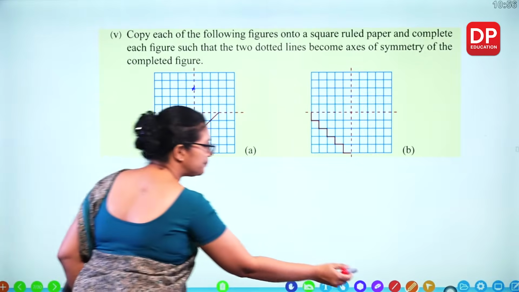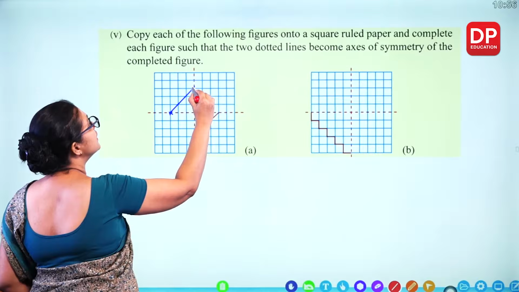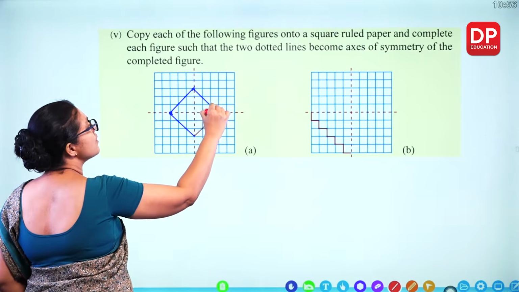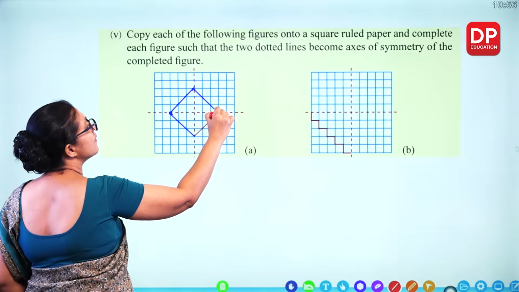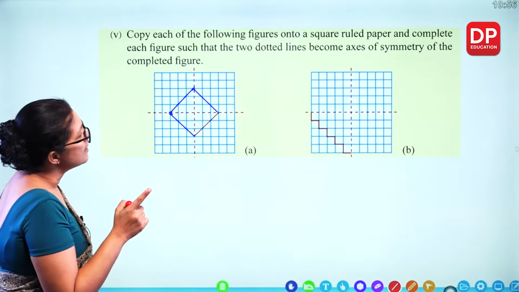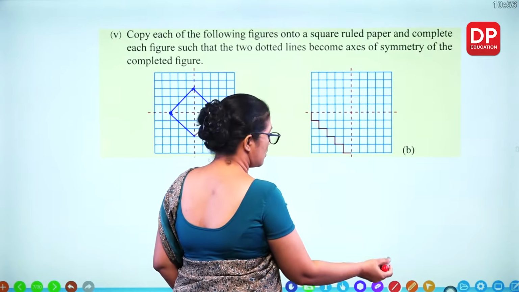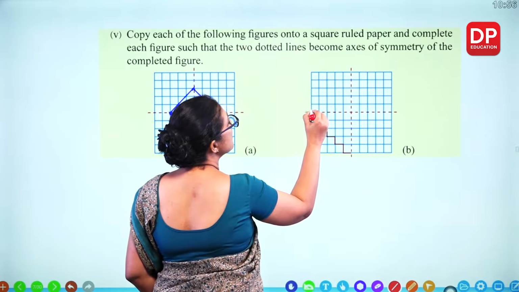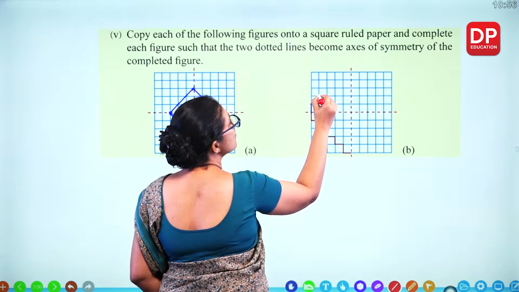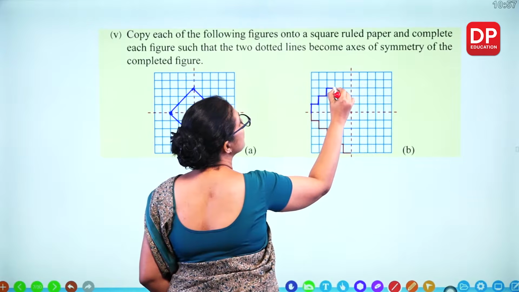Now connect. Here to here, and here to here, here to here. So this is the figure you get when you complete the diagram. This one like a staircase. So how you complete it? So you draw a line here, here. One goes up, and so this is like a staircase.